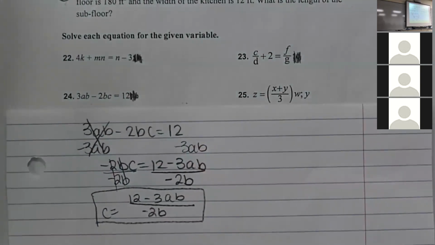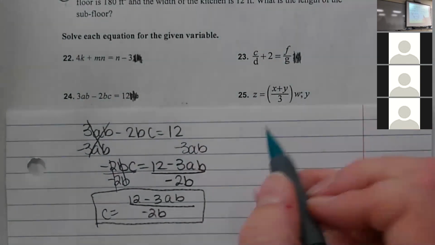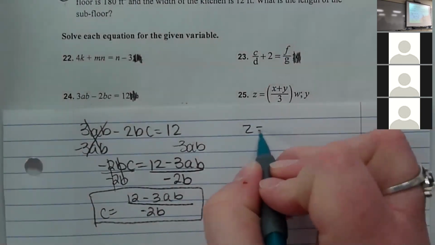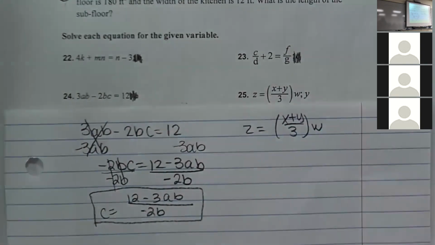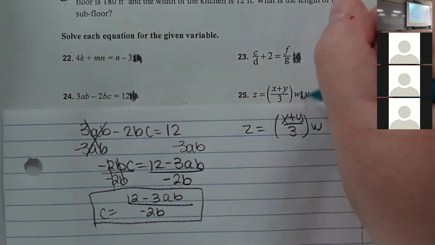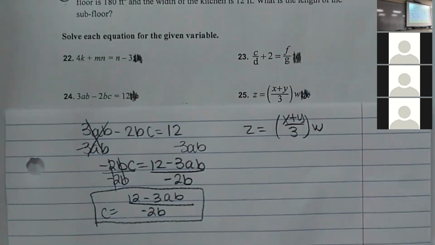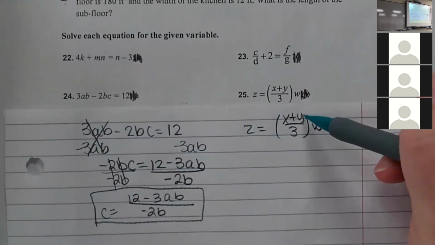25. Z equals (x plus y) over 3 times w. And I want to solve it for y. So again, I cross that out so you're not confusing yourself. I want to get y by itself. The stuff right there. I want that letter.